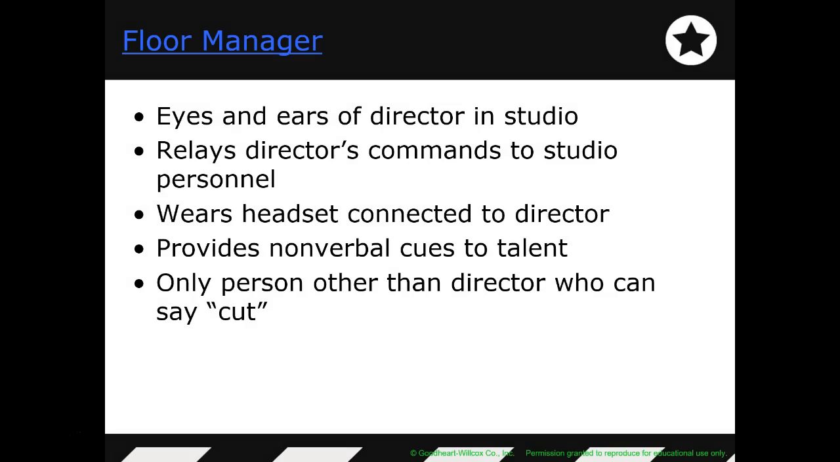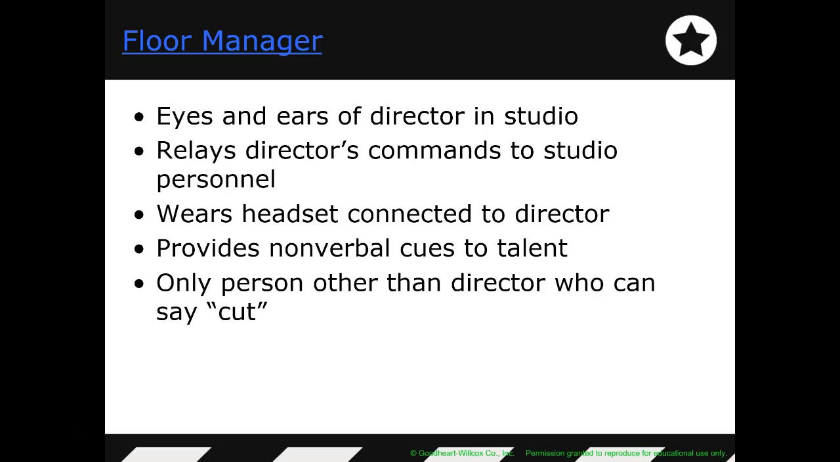When we look at the floor manager, I'm going to show you some pictures here in a second. The floor manager is essentially the eyes and ears for the director. Sorry, we're talking about news here. The director's looking at all the TV screens and monitors and all the different cameras feeding back to the control room, where the floor manager is a person in the studio, who again could be called a production assistant, relaying information to and from the director in the studio.